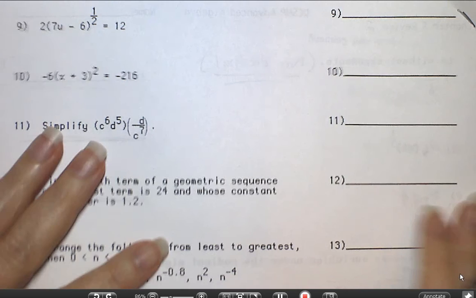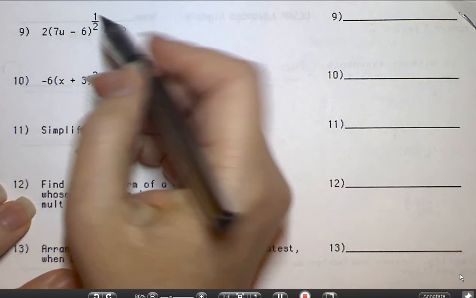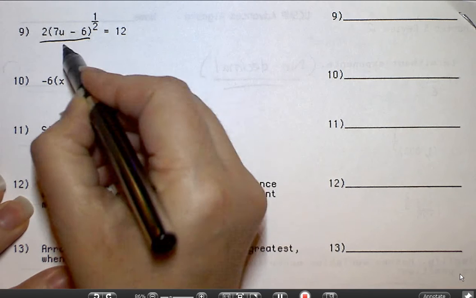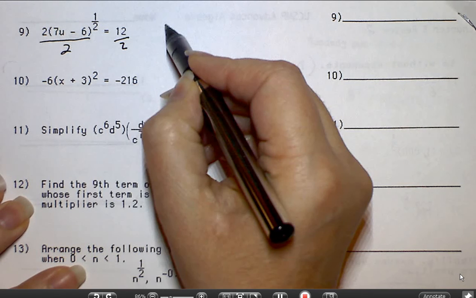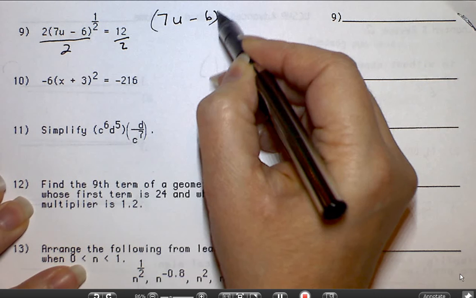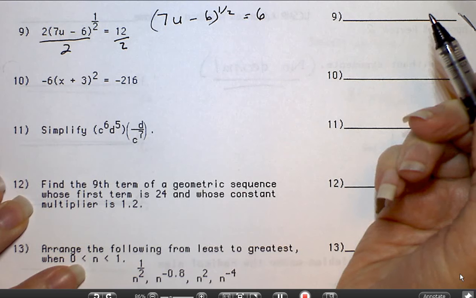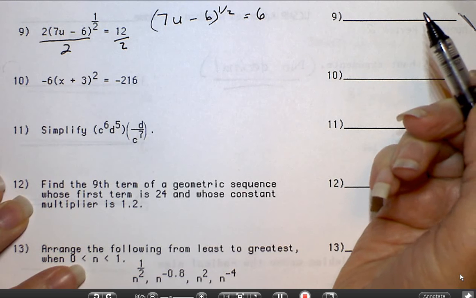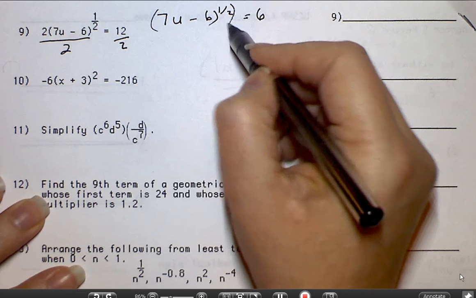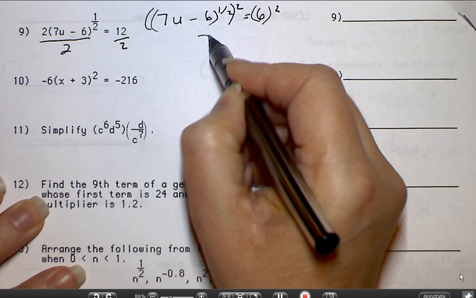Alright, look at number 9, and what do you think is the first thing we have to do? Yes, divide by 2. So we divide by 2. So I have 7u minus 6 raised to the 1/2 is equal to 6. Then what do we gotta do? Yes, square both sides. So I'm going to square both sides. So I have 7u minus 6 is equal to 36.